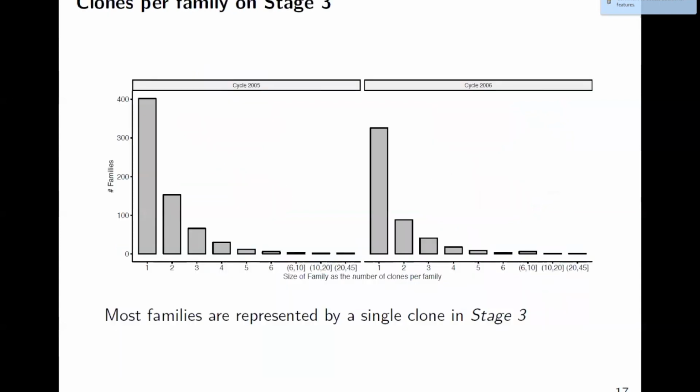So just some more statistics from this data set. Here I'm showing the size of the families in this 3rd stage, and we see that we have some families that are pretty large, but most of them are small. So there will be some imbalance in terms of the families on the 3rd stage due to selection. So let's take a look at the molecular marker data.